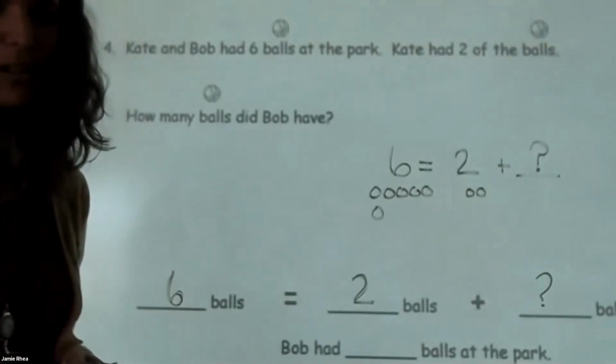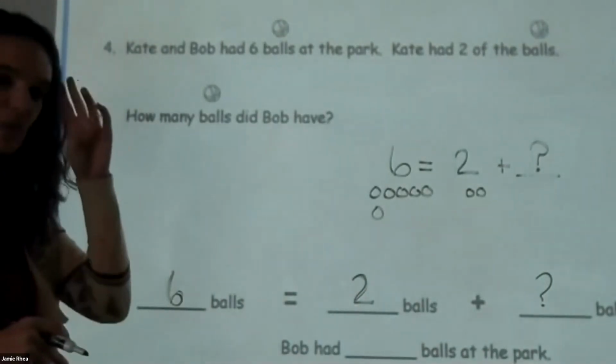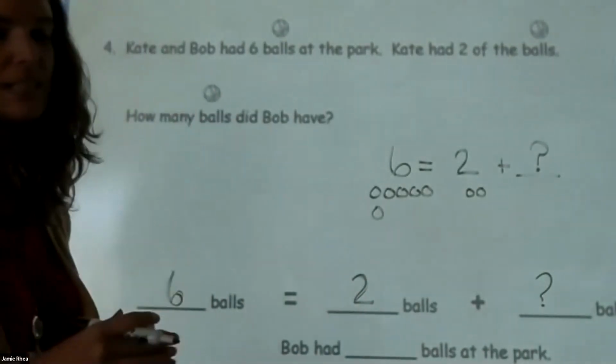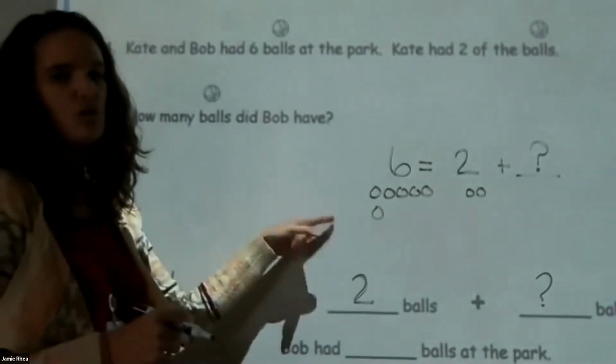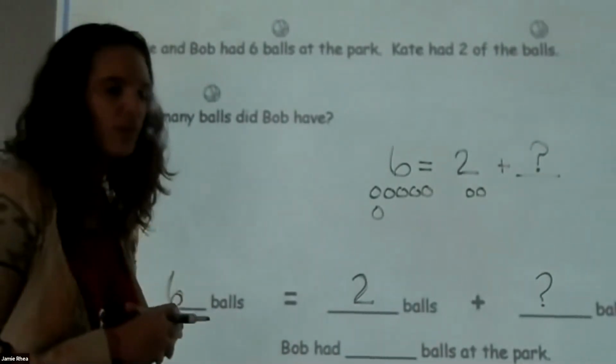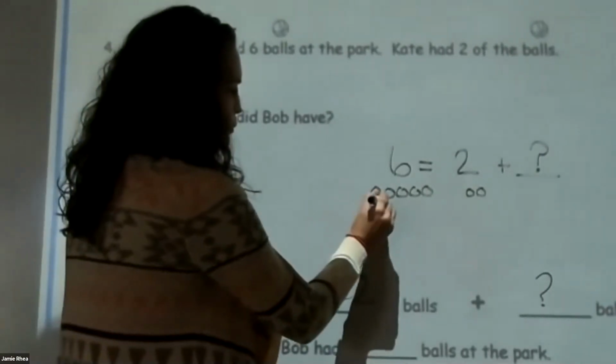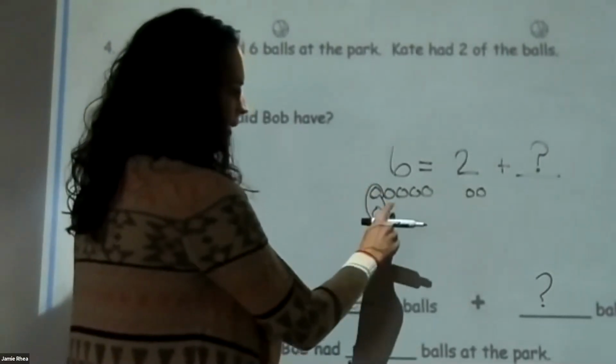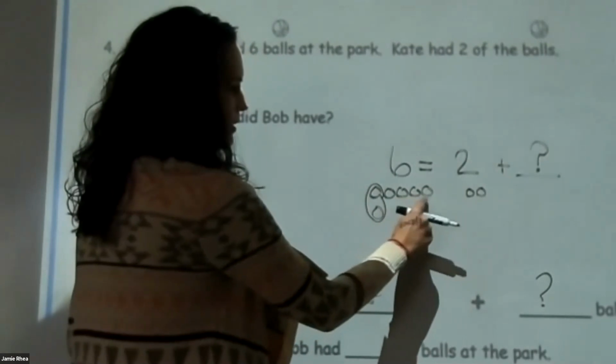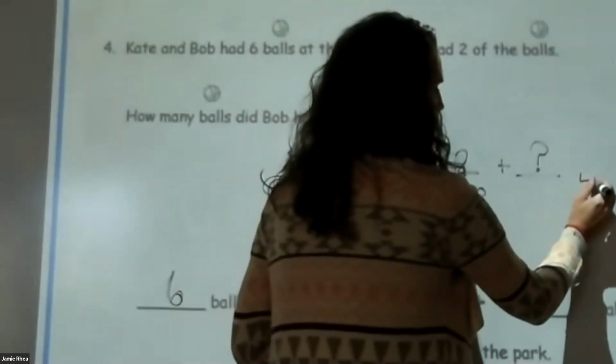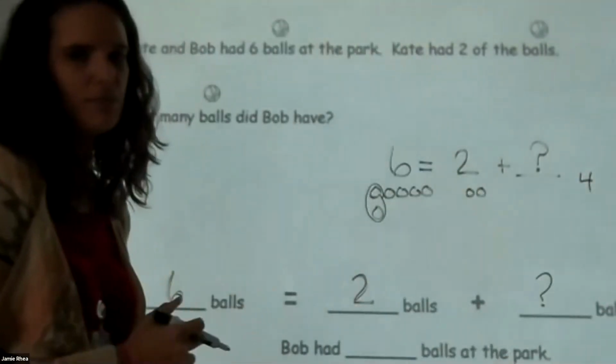All right, so 2 ways we can do this. We can count on from 2 up to 6, or we can circle 2 from our 6 and figure out how many are left over. So let's do that first. I'm going to circle 2 and count how many are left. 1, 2, 3, 4. I've got 4 left. I'm going to put that over here just in case it might be different.